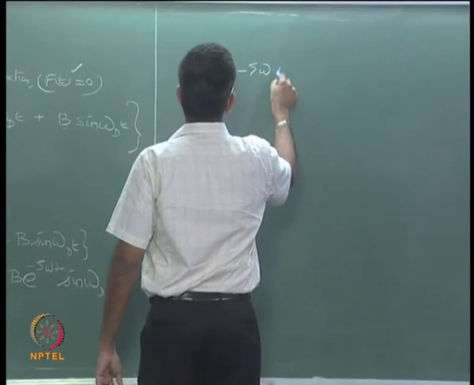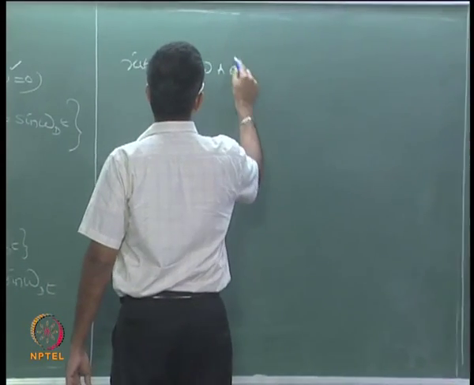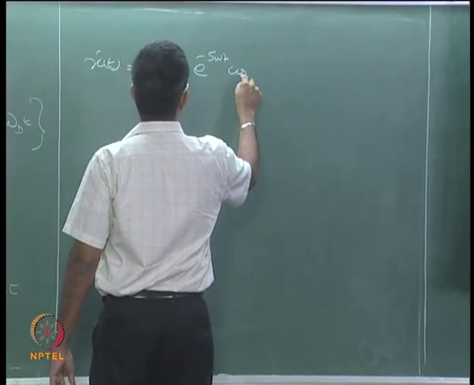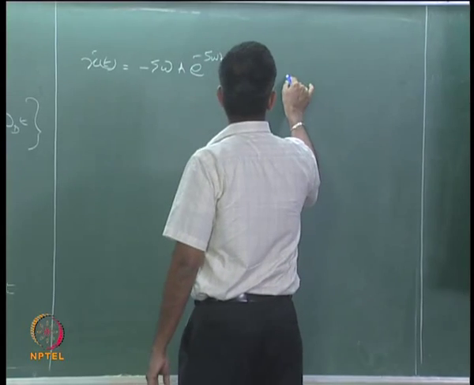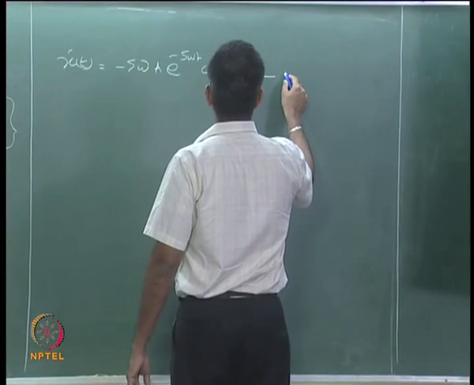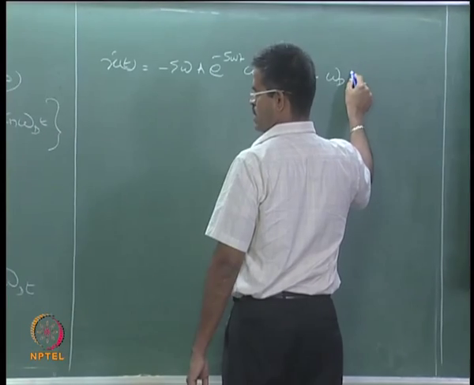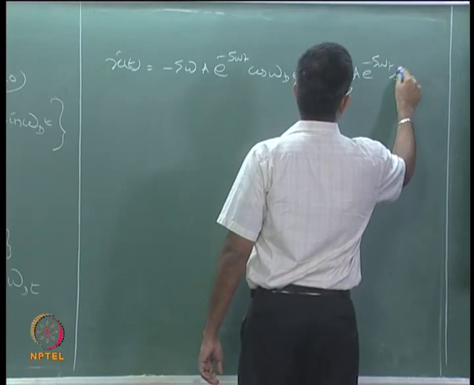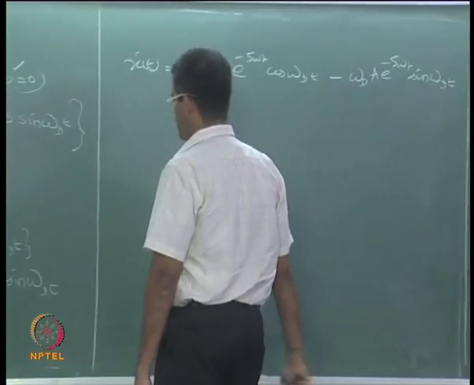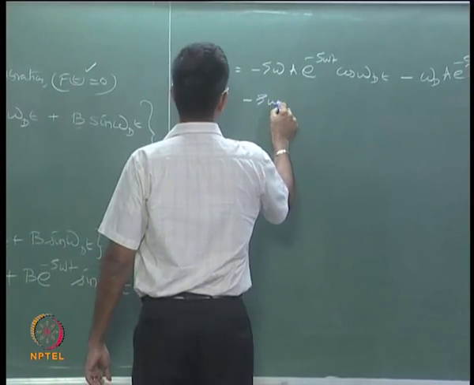Minus zeta omega a e to the power of minus zeta omega t cos omega dt minus omega d a e to the power of minus zeta omega t sin omega dt minus zeta omega d.